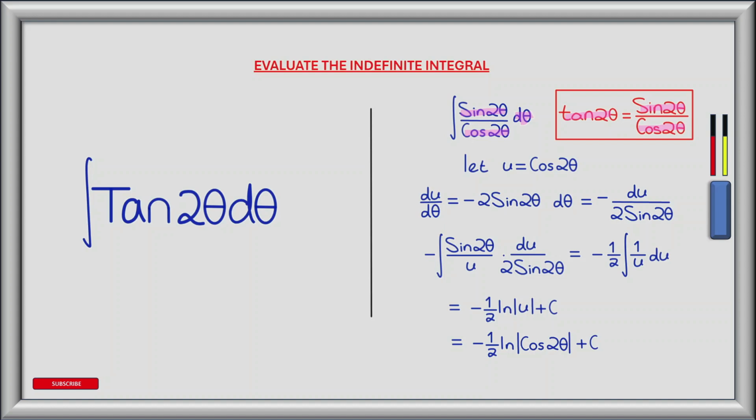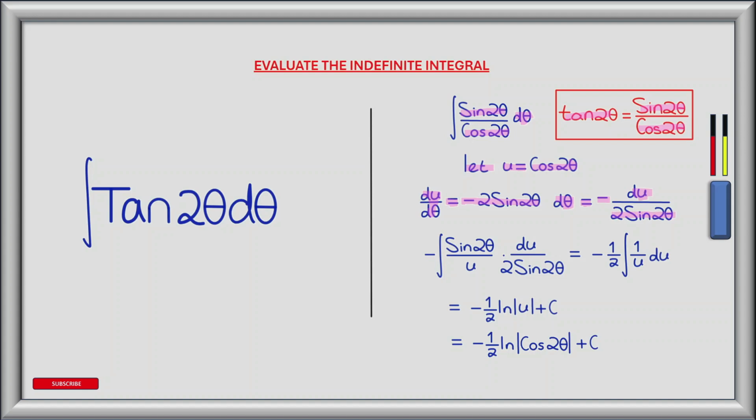So let's begin by letting u equal cos2θ. du by dθ will equal minus 2 multiplied by sin2θ, and it follows therefore that dθ will equal minus du over 2 multiplied by sin2θ.